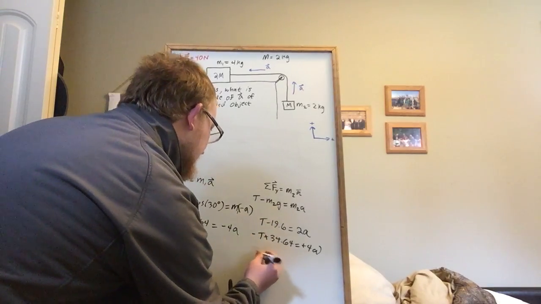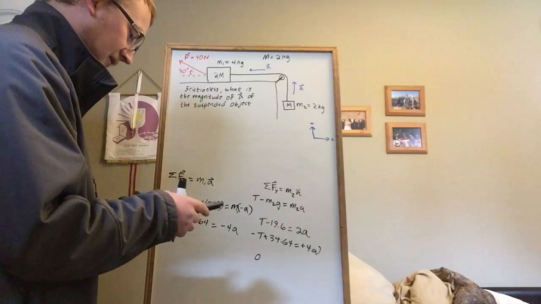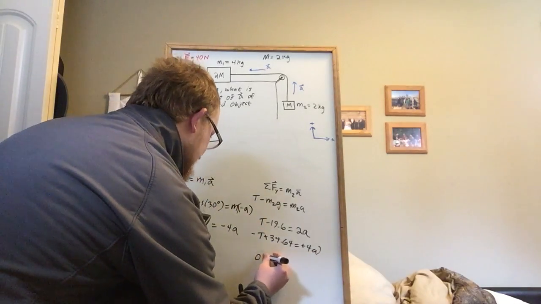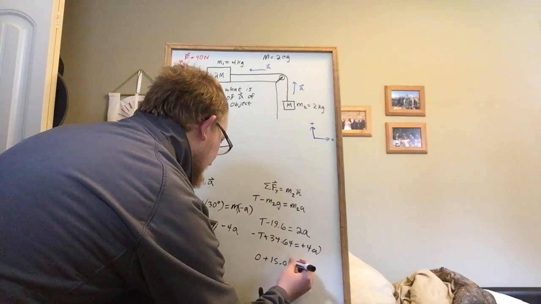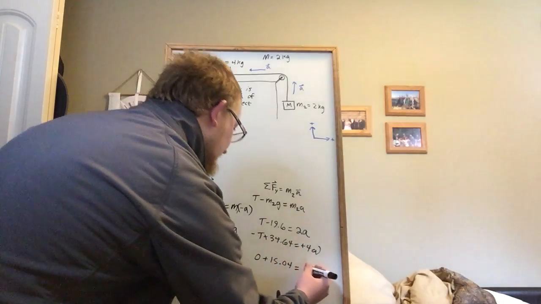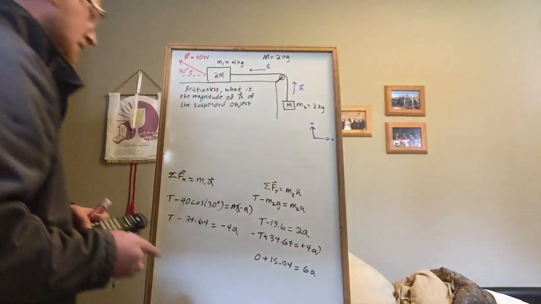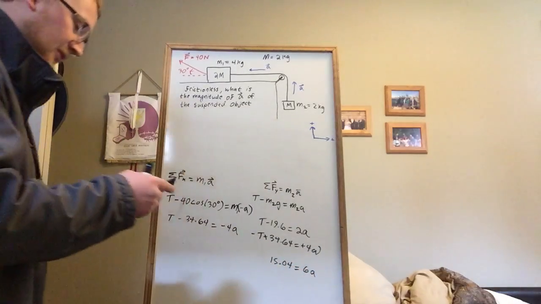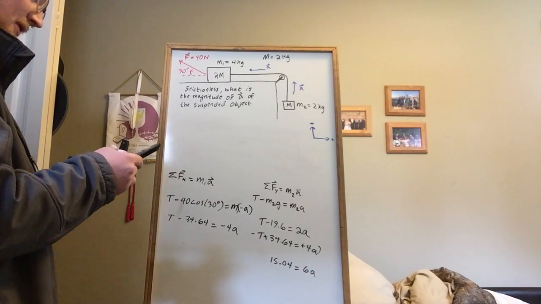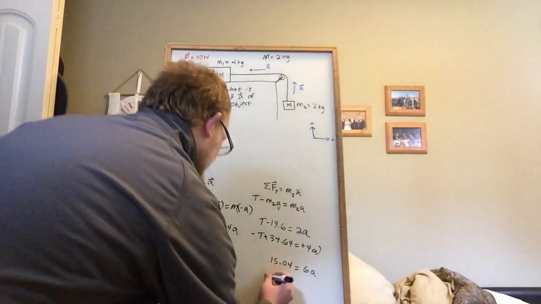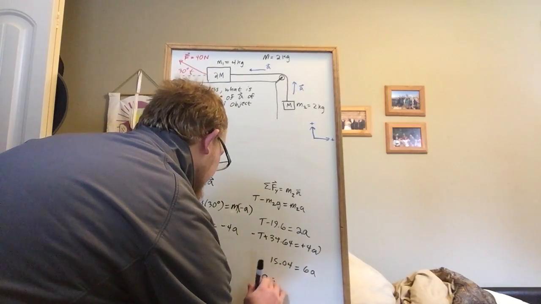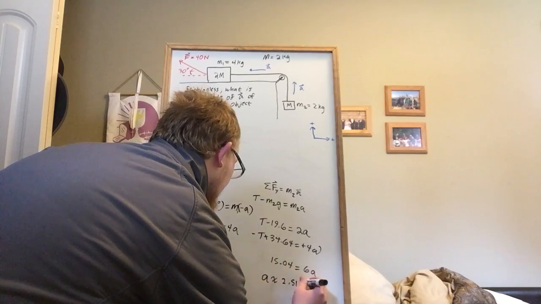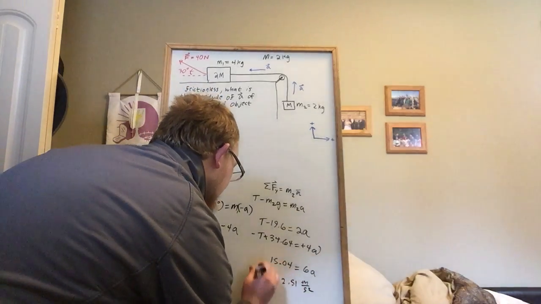T minus T is 0. Negative 19.6 plus 34.64 is a positive 15.04. And 2a plus 4a is equal to 6a. Alright, so now we can divide 6 from both sides. 15.04 divided by 6 gives us that the acceleration is roughly equal to 2.51 meters per second squared.